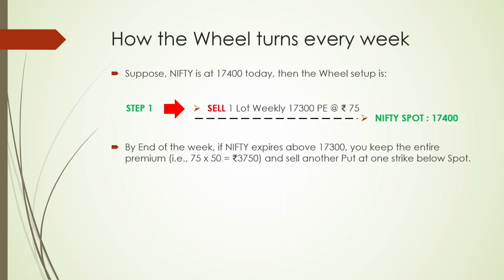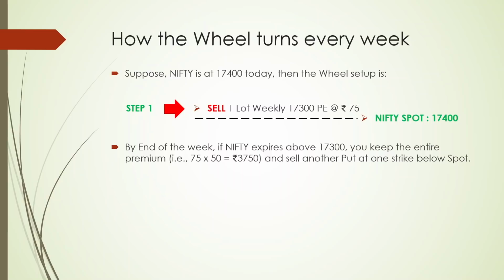You just keep it and sell another put 1 strike below the spot. 1 strike means 100. Don't sell the 50 strikes, they are very illiquid and the price will move like anything. Always sell in the round strikes. 100 strikes are good, you will have good liquidity next week. So just sell the 100 strike, 1 strike below the spot. Like 17,400 means sell 17,300.